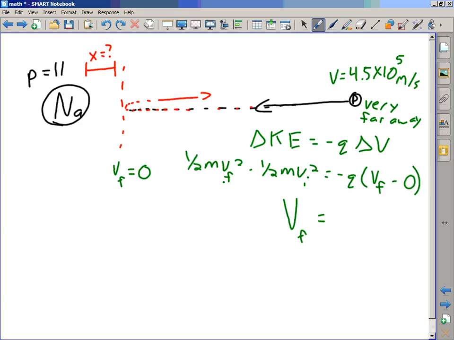Use the voltage equation for a point charge. Excellent. Then I can use voltage equals kQ over r to solve for r. All right, so I'll give you a little bit to do that.